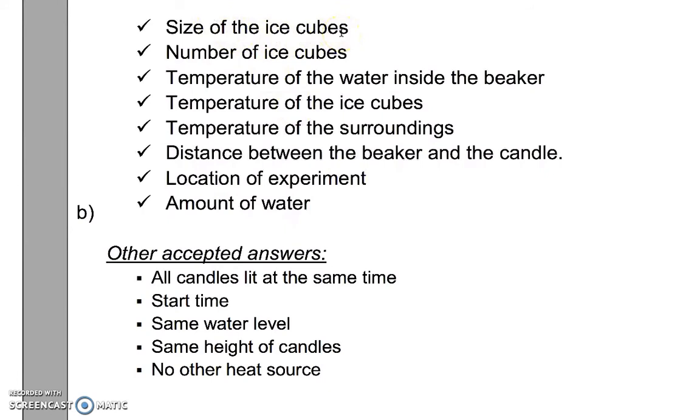You cannot have 1 large ice cube and 1 small ice cube. The number of ice cubes also has to be the same. You cannot have a beaker with 5 ice cubes and another beaker with 2 ice cubes. Next, the temperature of the water also has to be the same. So you cannot have one starting out at 100 degrees, then definitely the ice cube will melt faster. And the temperature of the ice cube should also be the same. Temperature of surrounding, distance between beaker and the candle, the location of the experiment, and the amount of water present.